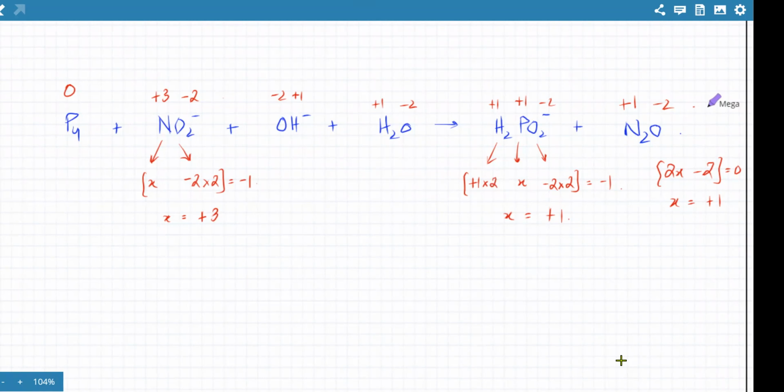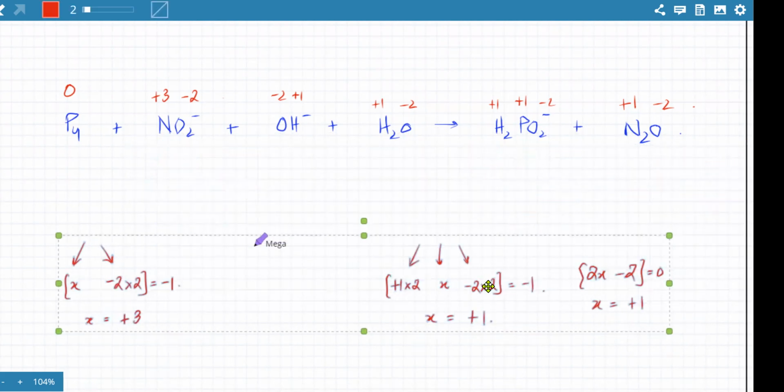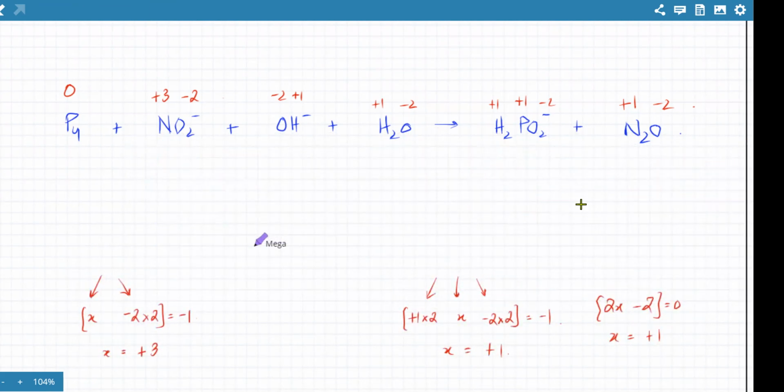Now the next, I mean, you found the oxidation states, right? Now the next part is, I'm going to rub this off. Let's just take it to the side. So now what we have to do is figure out who's the one gaining electrons and who's the one losing electrons. So look at P, what's happening to P.